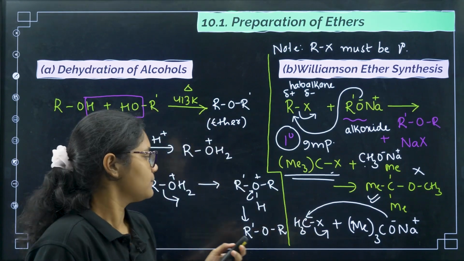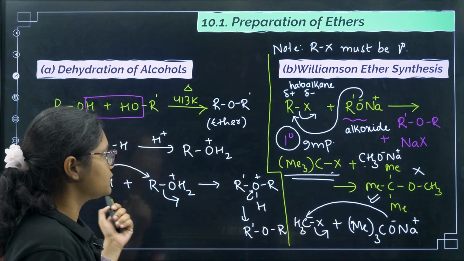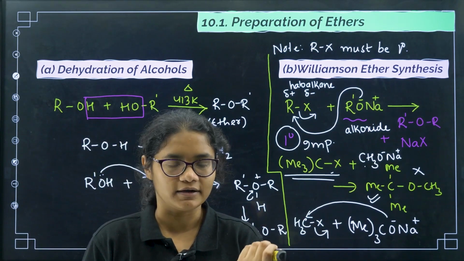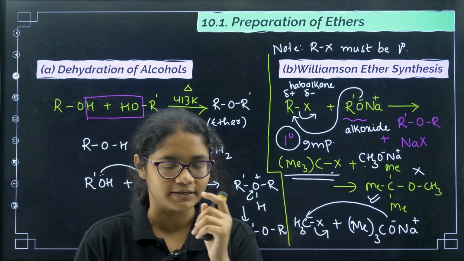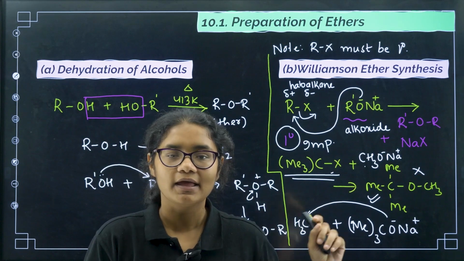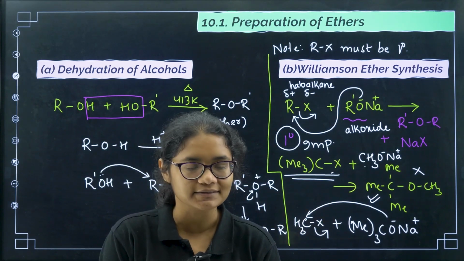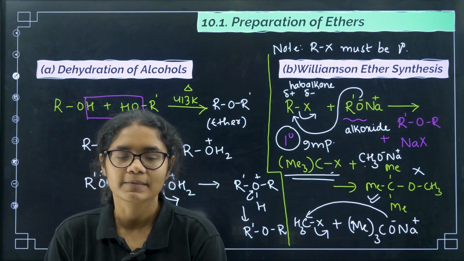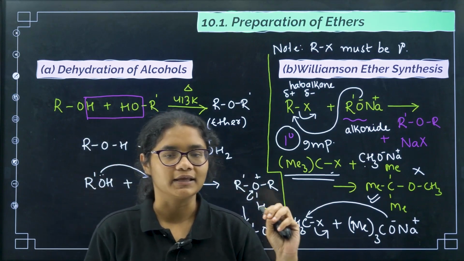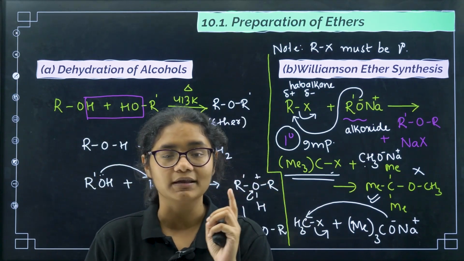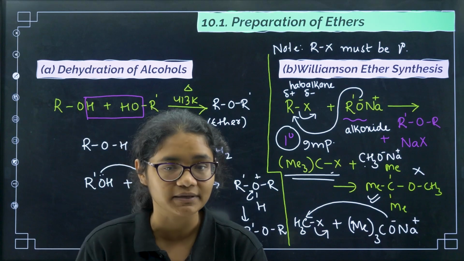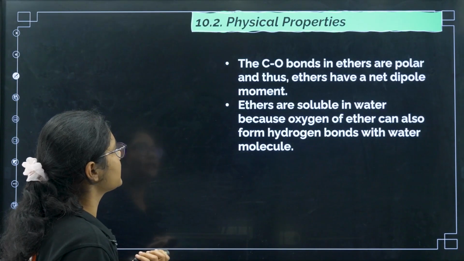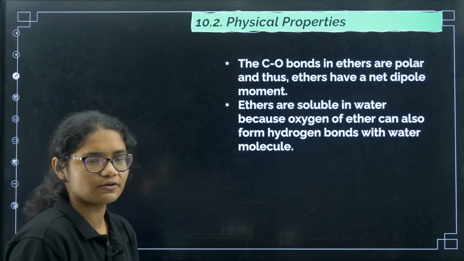Okay, fine. So now these are the two methods of preparation. I hope it is clear. First one is simple, dehydration of alcohols at a temperature of 413 Kelvin. Another is Williamson ether synthesis, where we are taking RX and R-ONa, alkoxide and haloalkane. Here the thing that you must remember is the haloalkane must be primary. Okay, fine. Next we can go to the physical properties of ethers.